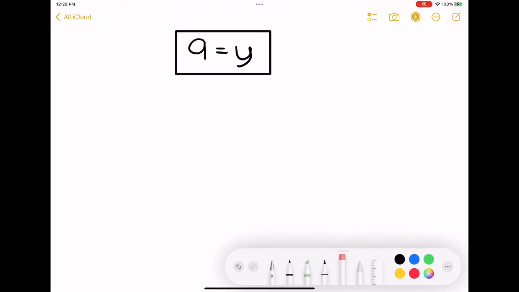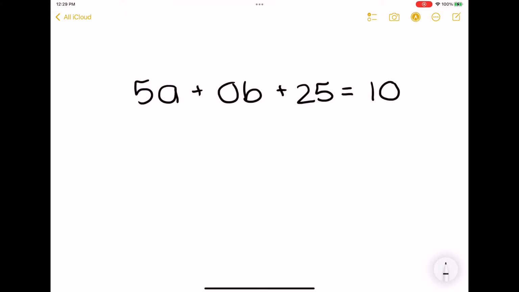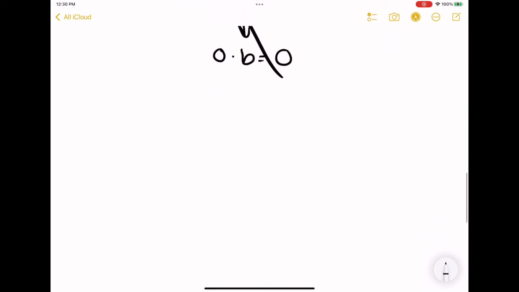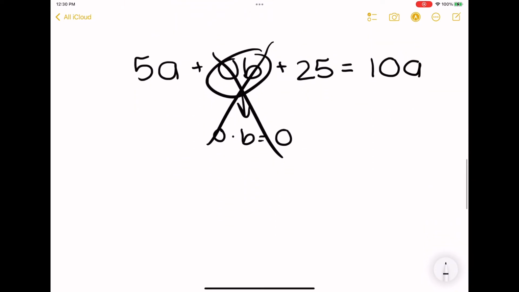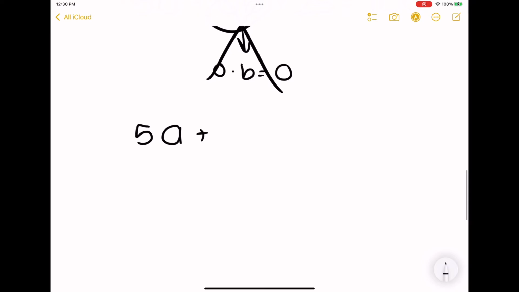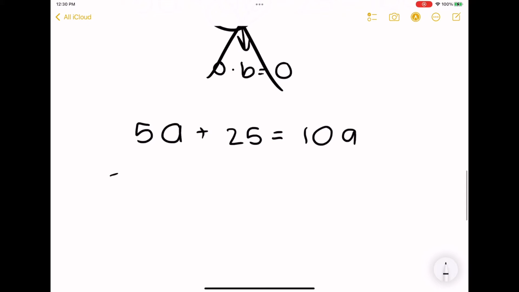Now we're going to do one more practice problem before you guys do a practice problem all by yourselves. And this problem is 5a plus 0b plus 25 is equal to 10a. Now, I know I said before that I'll be staying with one variable, and I still in fact am, because 0 times anything is equal to 0. Therefore, we can disregard the part of the equation that says 0b, because we know it's equal to 0. So we can discard that. And now we have 5a plus 25 is equal to 10a.